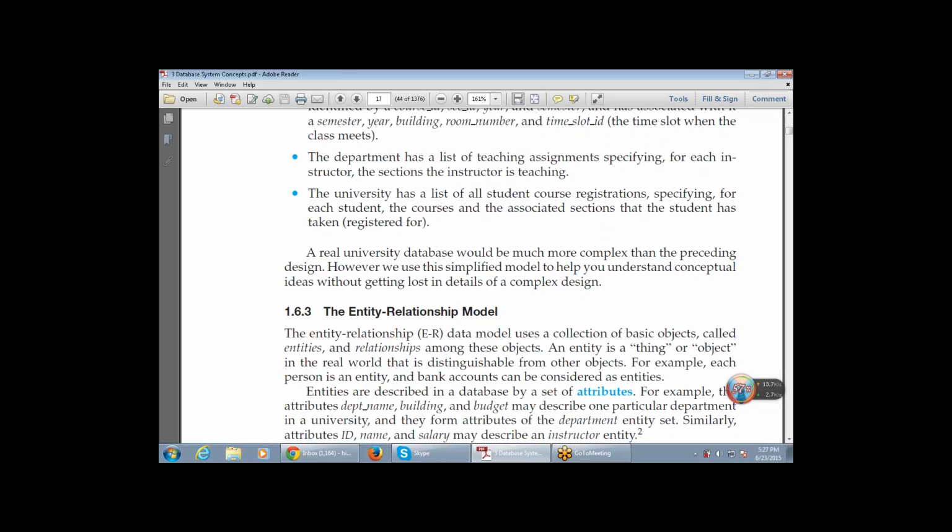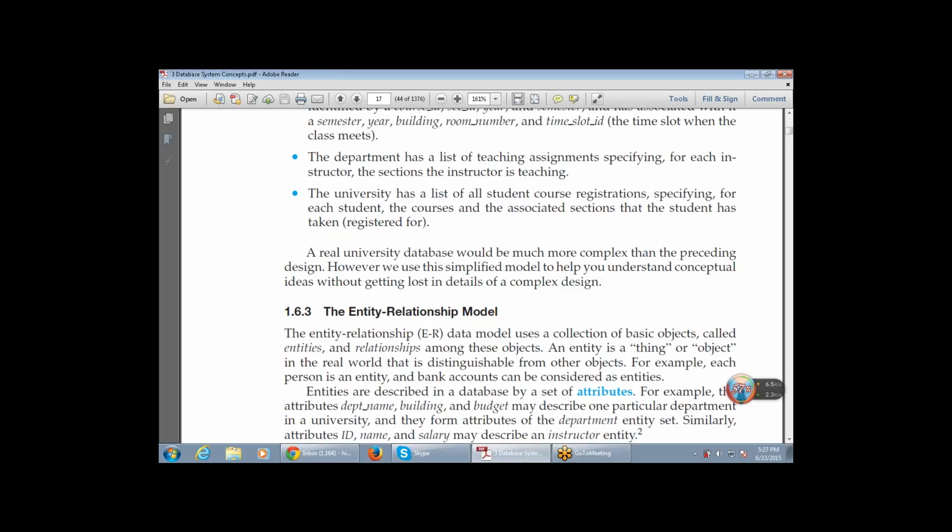So if a question arises, what is an entity? An entity is a thing or an object in the real world that is distinguishable from another object. Only the unique object that is undertaken is known as the entity. For example, each person is an entity and bank accounts can be considered entities.